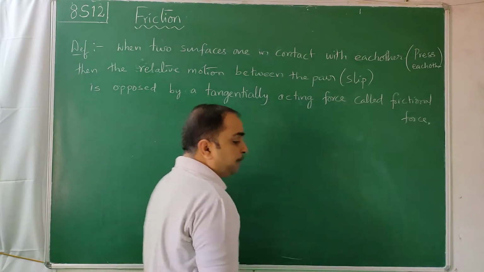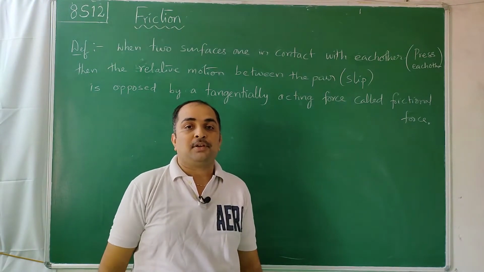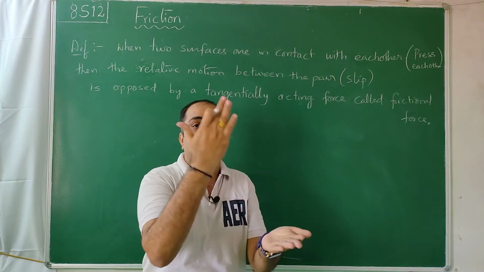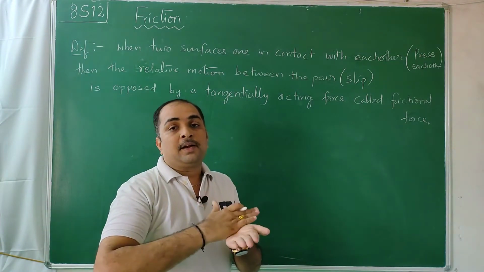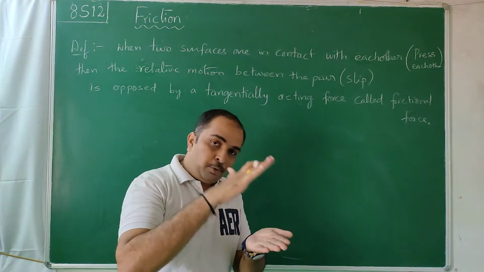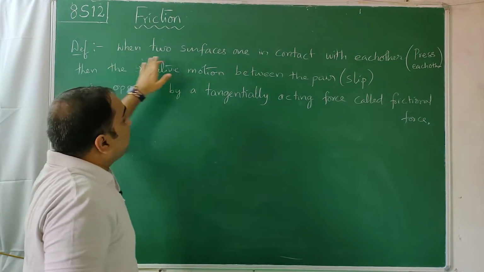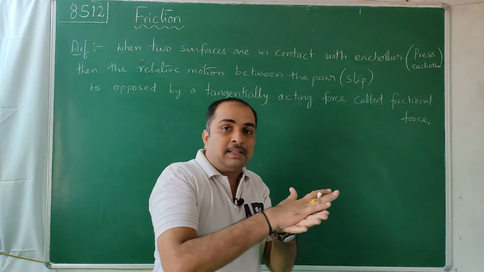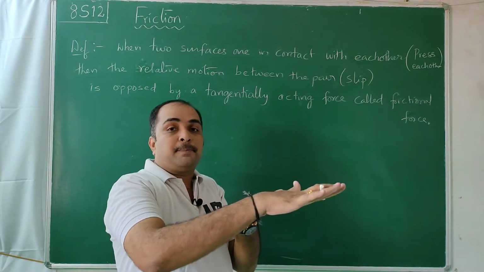So to remove the skin, we apply force like this. That's called tangential force. To cut the potato, we apply force like this. That's called normal force. You cannot remove the skin without touching it, so you need to press and move. So when two surfaces are in contact with each other, that means one presses the other. That's the necessary condition. Sufficient is slippage.